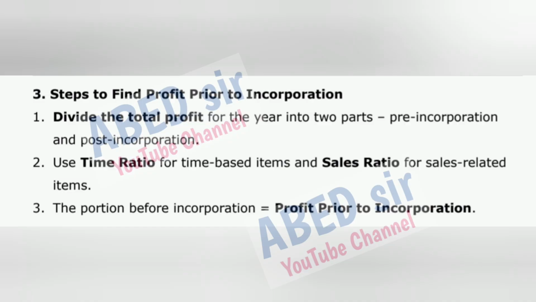Three steps to find profit prior to incorporation. 1. Divide the total profit for the year into 2 parts, pre-incorporation and post-incorporation. 2. Use time ratio for time-based items and sales ratio for sales-related items. 3. The portion before incorporation is equal to profit prior to incorporation.